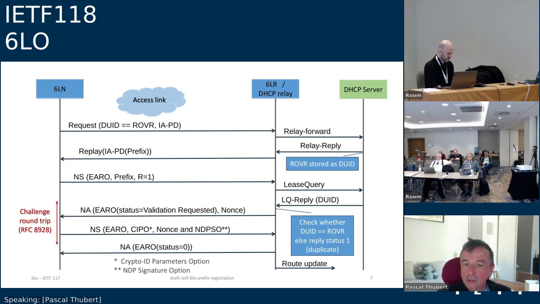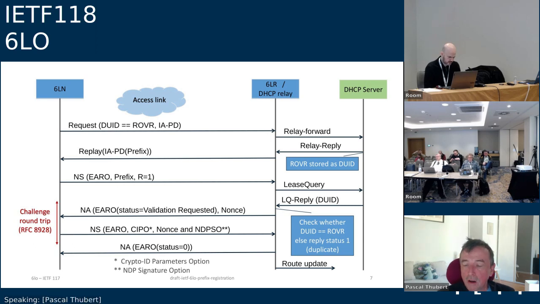And what the 6LR can do is use a lease query to the DHCP server. The lease query reply contains the device ID, the device unique ID. So with this, the 6LR can check with the DHCP server that this prefix was effectively associated with this DUID. And that serves as an equivalent to the request that we normally do with this central registrar that we have in 6LoWPAN ND. So this basically validates that yes, this prefix has been allocated, and guess what, the unique ID to which it was allocated is this.